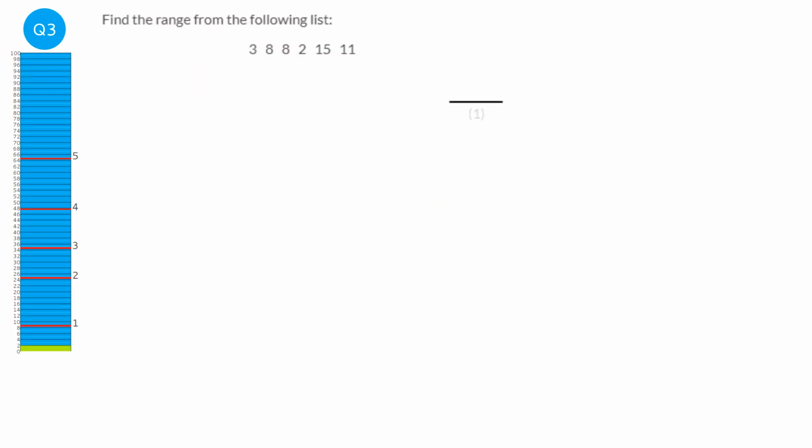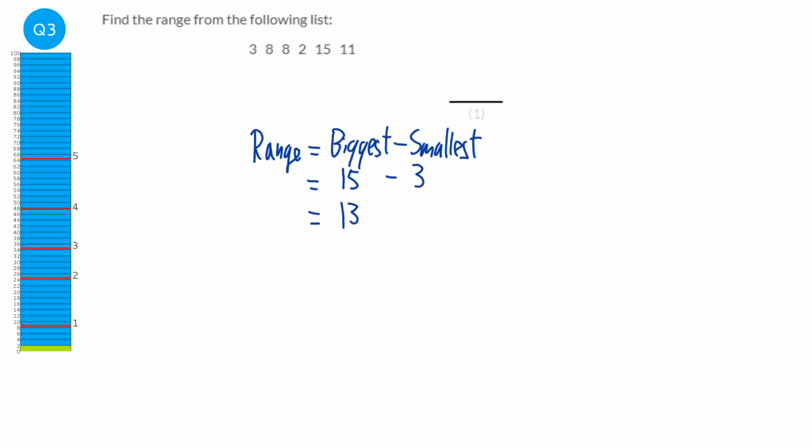The range is just the biggest number take away the smallest number. The biggest number in this list is 15. The smallest number in this list is 3, so 15 take away 3 is 13, so the range is 13.